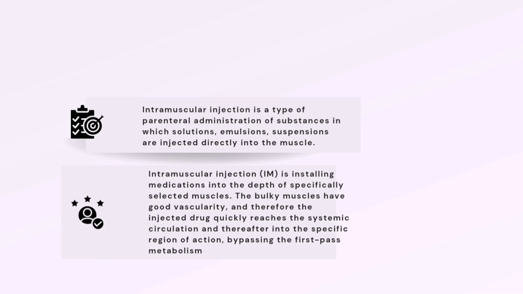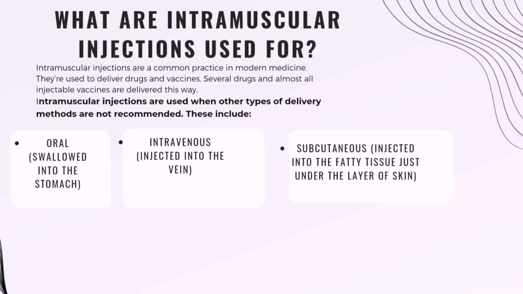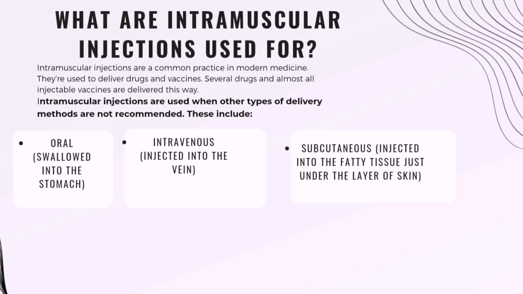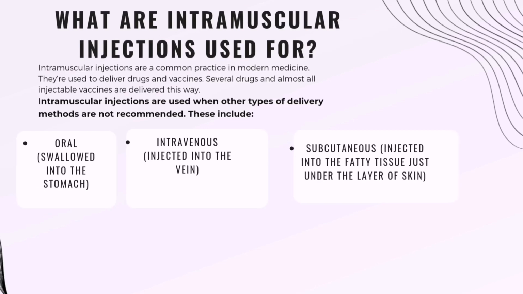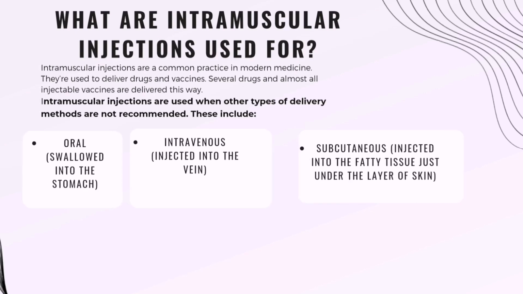What are intramuscular injections used for? Intramuscular injections are a common practice in modern medicine. They are used to deliver drugs and vaccines. Several drugs and almost all injectable vaccines are delivered this way.